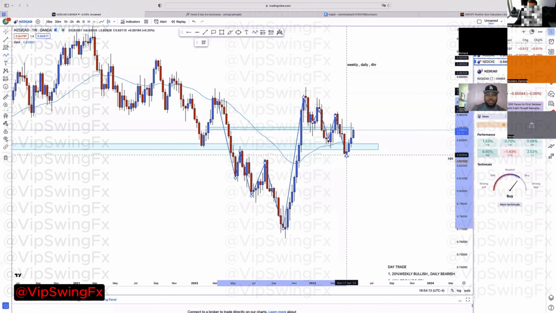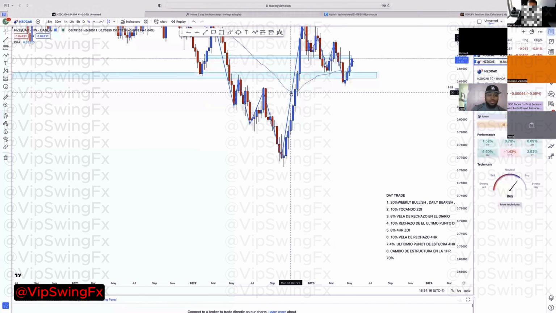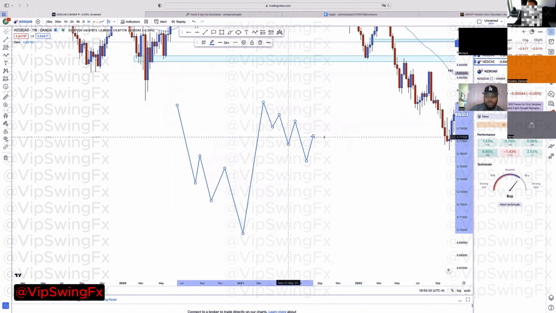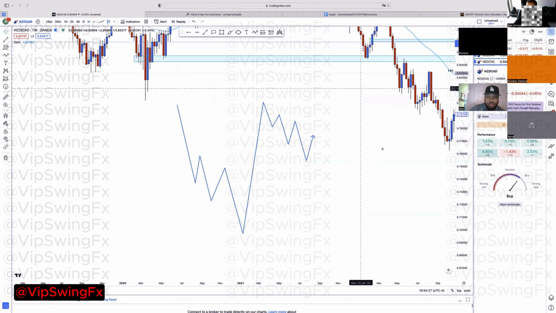I'm just doing the path through it, and I'm just going to bring it over here. Where do you guys see this market? Is it bullish or is it bearish? Take your time.